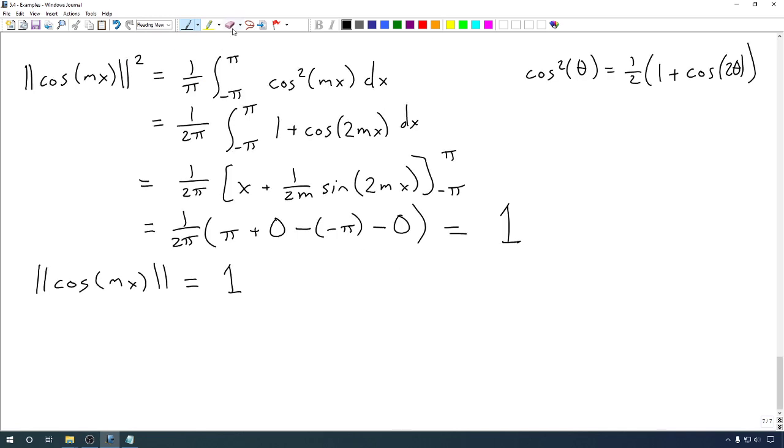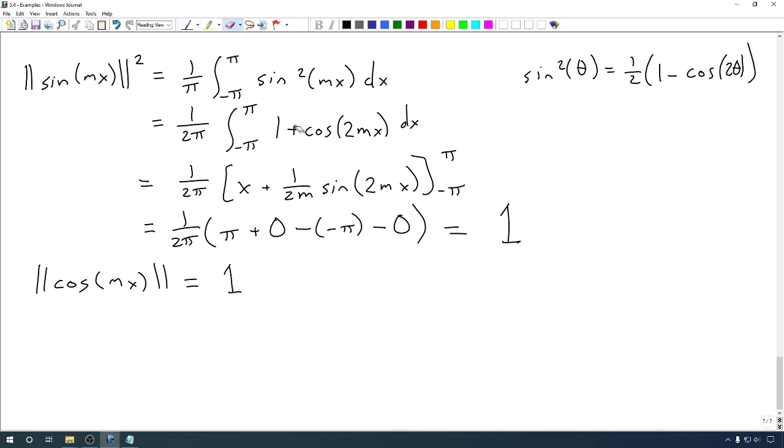So here I've gone ahead and copied what we did for cosine, and we're going to make the changes that we need. So we're going to change this to a sine. I'll go ahead and change this to a sine. And then we need to know how we integrate sine squared. Well, our formula this time is very similar. Sine squared of theta is 1/2 of 1 not plus, but minus cosine of 2 theta.